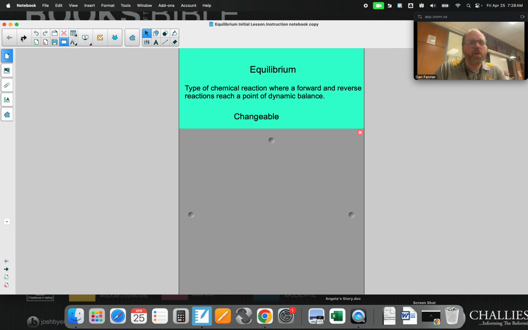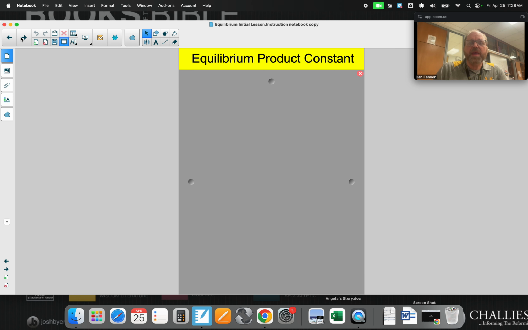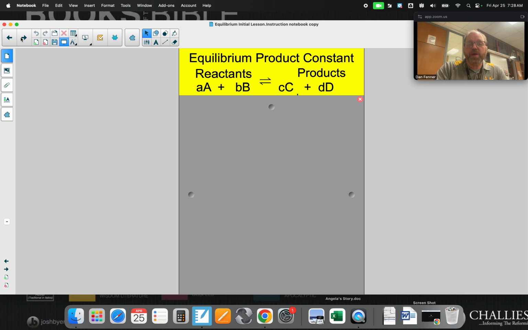All right, so how do we find where that balance point is? It's a value called the equilibrium product constant. Now, in order to find it, we have our reaction. You'll notice this little double-headed arrow. That means equilibrium. It goes forward, and once there's so much product, it's going to come back, and then it's going forward, and back, and forward, and back. Eventually, it reaches a point where its concentrations work themselves out, and that's what we call equilibrium.